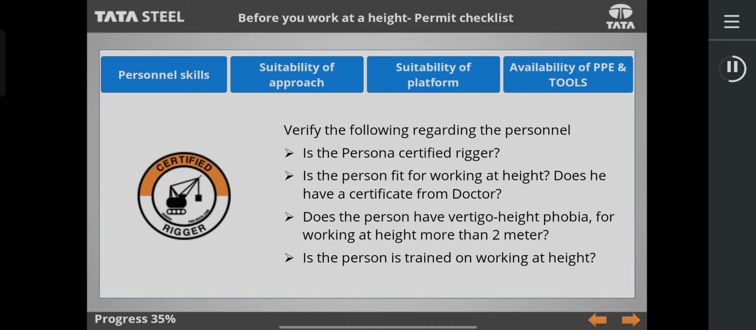Personal skill. Verify the following regarding the personnel. Is the person a certified rigger? Is the person fit for working at height? Does he have a certificate from a doctor? Does the person have vertigo or height phobia for working at height more than 2 meters? Is the person trained on working at height?